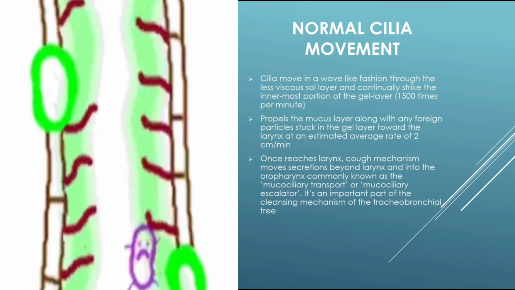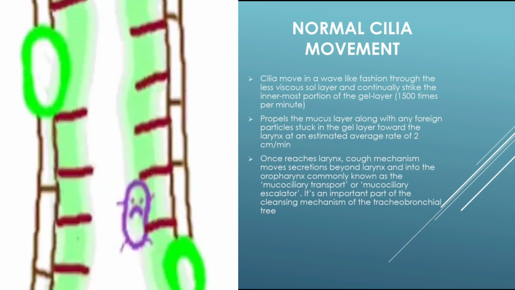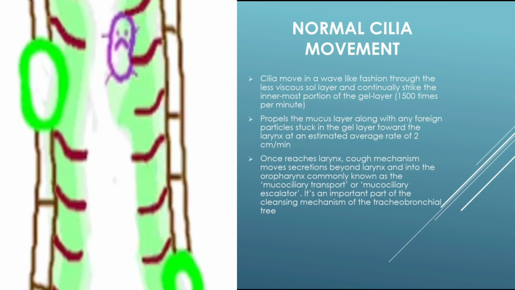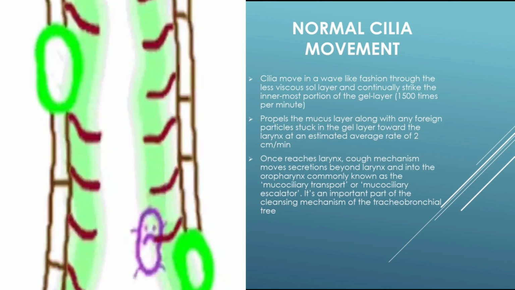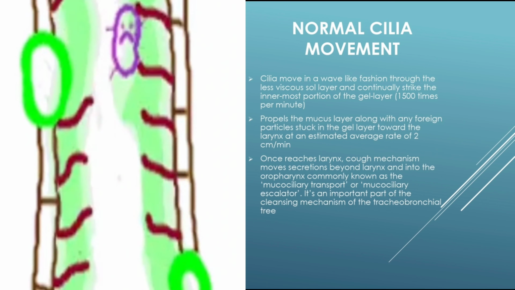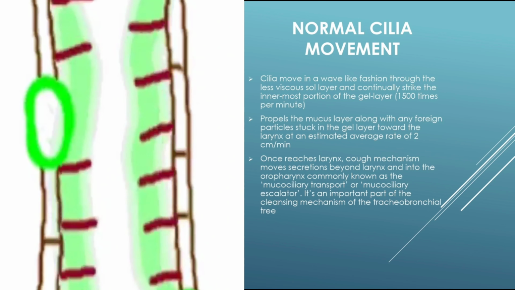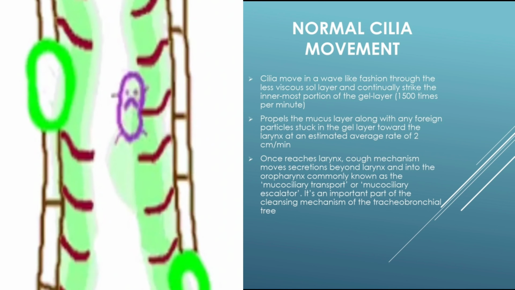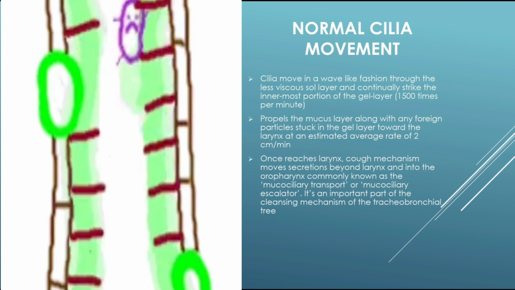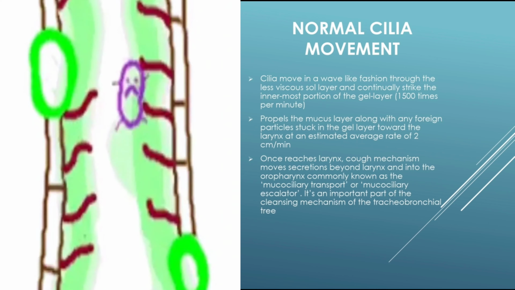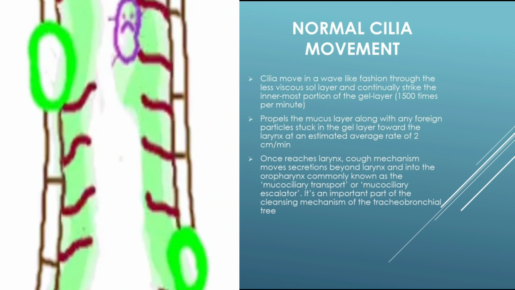Now we're going to look at the normal movement of cilia, and just look in the video below. You can see that it moves in a wave-like fashion through the less viscous sol layer, and it continually strikes the innermost portion of the gel layer. It does this about 1,500 times per minute, and it propels the mucus layer along with any foreign particles that are stuck in the gel layer towards the larynx. This happens at an estimated rate of 2 centimeters per minute.